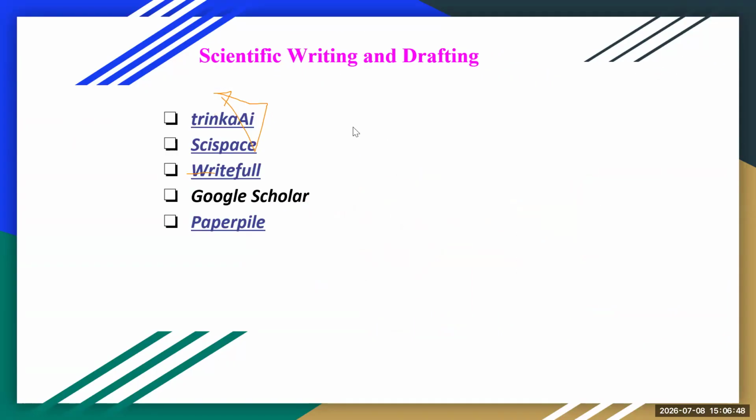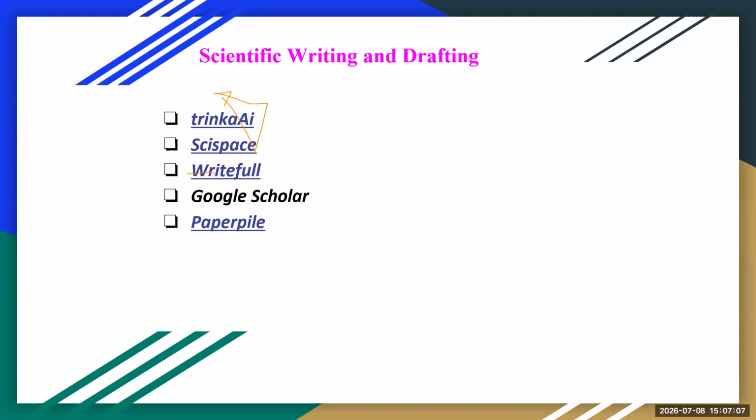And these are some other resources actually: Trinka AI, SciSpace, already discussed, Rightful, and Paperpile. These will help you with scientific writing and drafting. Like you can see, Trinka AI is something that will even help you proofread your article.